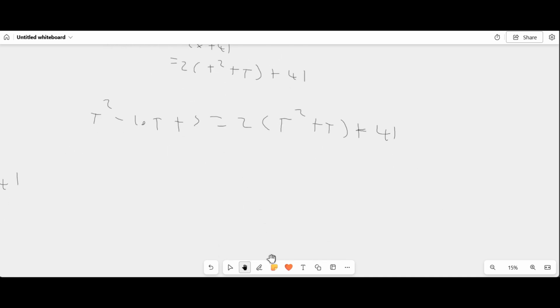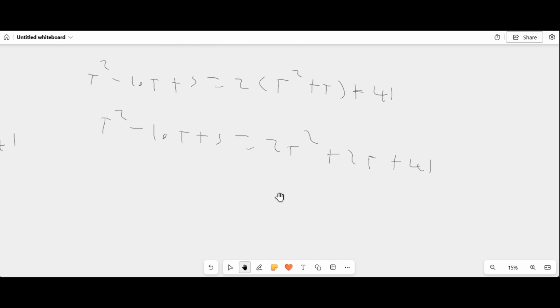Expand that and bring it to one side, so combine it and say equal to 0. So t squared minus 10t plus 5 is going to be equal to 2t squared plus 2t plus 41. Bring t squared to that side. We're going to get t squared here.